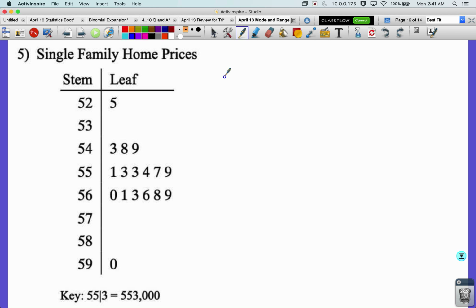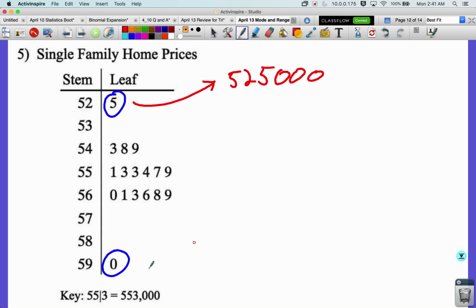All right, here we've got a stem and leaf plot. So to find the max and the minimum, you look at the very smallest number and the very biggest number, or the very highest up leaf and the very lowest down leaf. And we've got to convert them back to their numbers. For that, we use the key. So 52 line 5 is going to become the number 525,000. And this will become the number 590,000 for our minimum and our maximum. We use the key there to convert those.